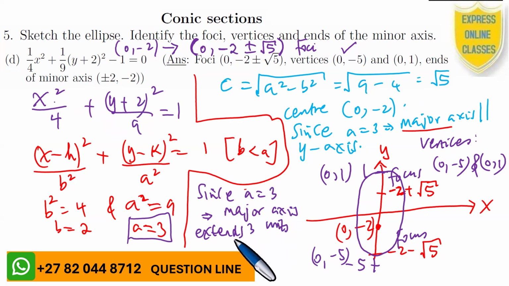And then what about the ends of the minor axis? How do we get the ends of the minor axis? The minor axis has to do with the B. So we take the B, we add and subtract for the minor axis. The major axis we use A, and the minor axis we use B because B is the smallest one. Okay, let us reason this. So you're going to have the center 0, minus 2. And then you add B.